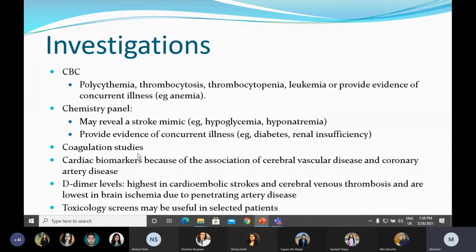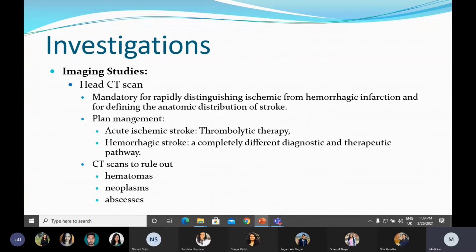We may have to do coagulation studies or cardiac biomarkers. Usually we don't generally do the D-dimer test, but in some centers they do, which is highest in cardioembolic stroke and cerebral venous thrombosis. Toxicological screenings are done in very limited cases where you suspect misuse of drugs like cocaine or amphetamine, then toxicological screens can be done.